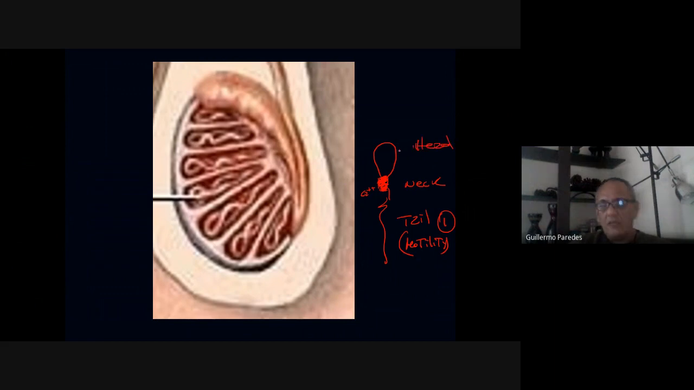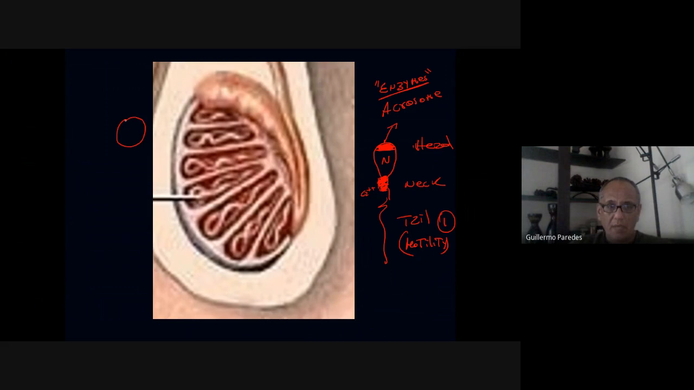Okay, so in the head, here we have the N chromosomes, could be including X or Y, correct? But here on the tip of the head, it's like you have a hat. This is called the acrosome. Acrosome. What is inside of this acrosome? We have enzymes. These enzymes are not mature yet. So why do we need those enzymes?